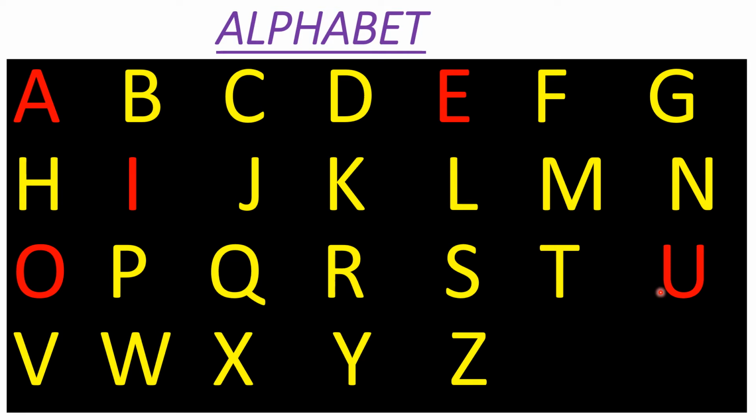These 5 special letters are called vowels. These special red color letters are called vowels. Vowels are these 5 letters, the letters A, E, I, O, U. The rest of the 21 letters are called consonants.